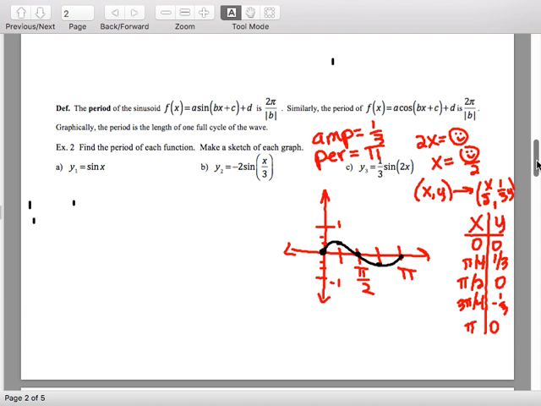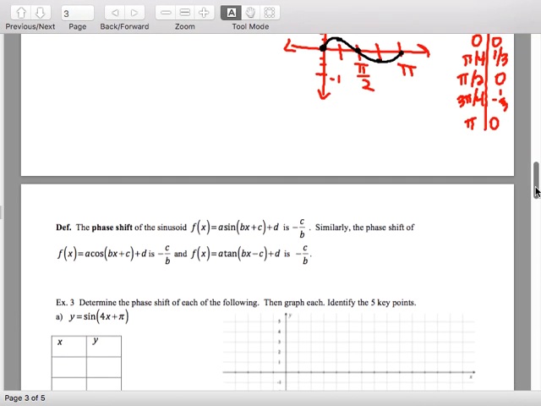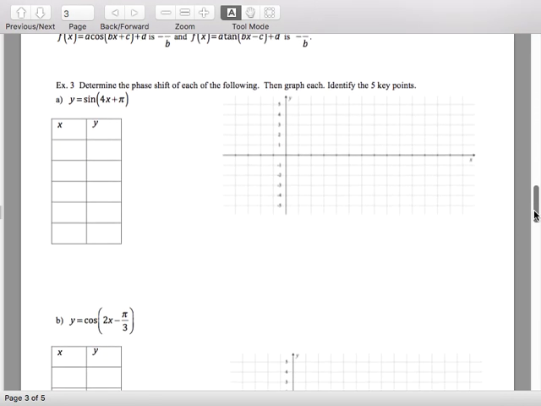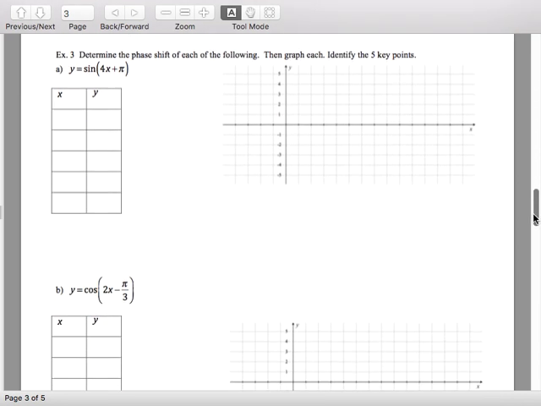All right, questions so far on amplitude and period? All right, let's try and get the phase shift in here. It says the phase shift, if it's in this form, it's just -c over b. So let's look at example 3. So we can do the amplitude is 1. My period is going to be 2 pi over 4, or pi over 2.